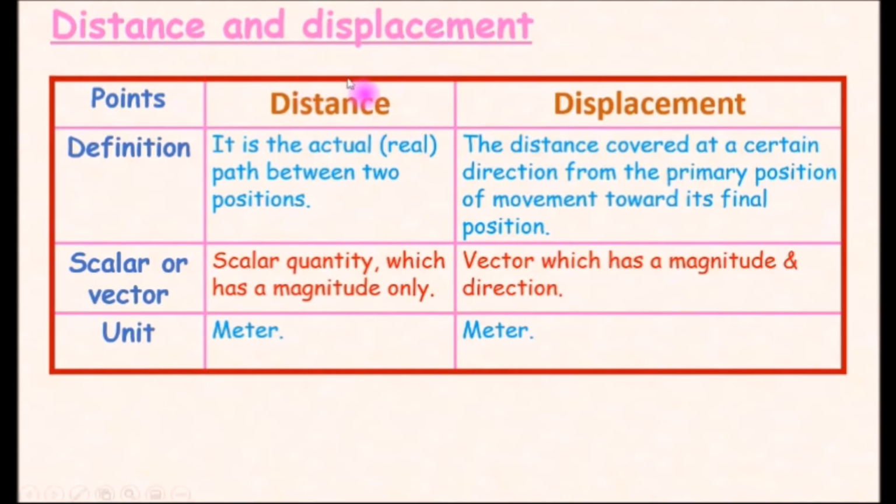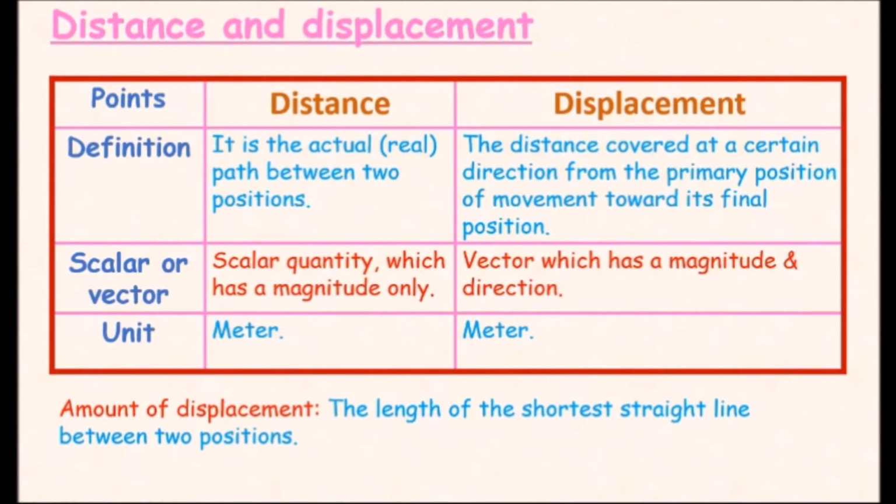Is the distance scalar or vector? It is a scalar quantity which has magnitude only and its unit is meter. While displacement is a vector quantity which has magnitude and direction. Both of them are needed to describe the displacement, and its unit is also meter.